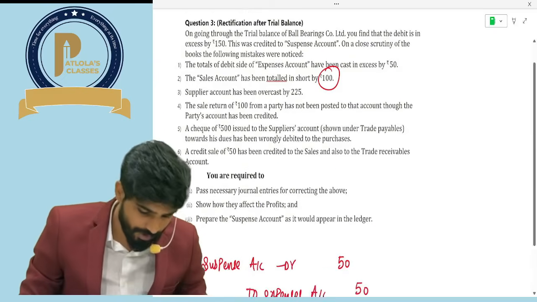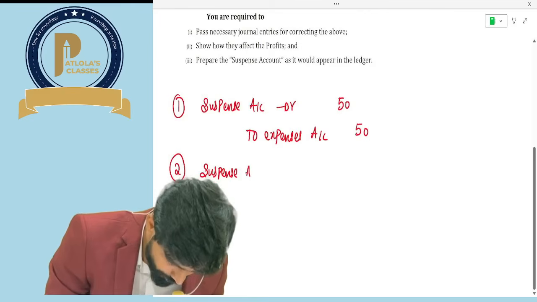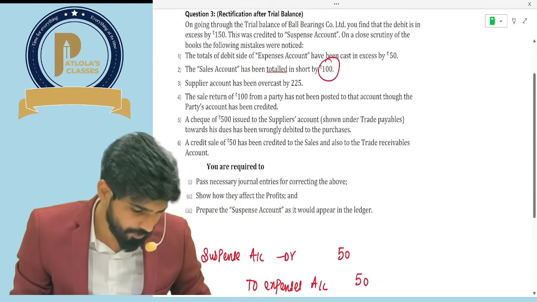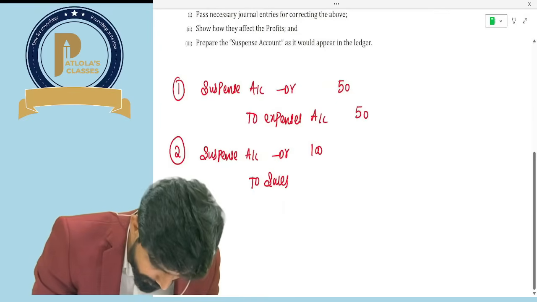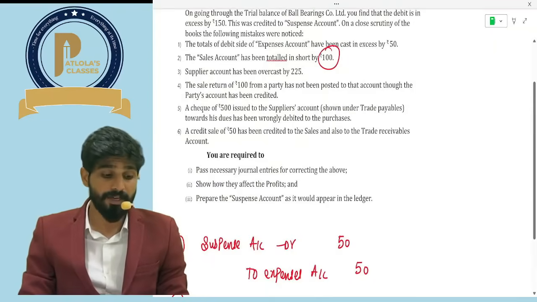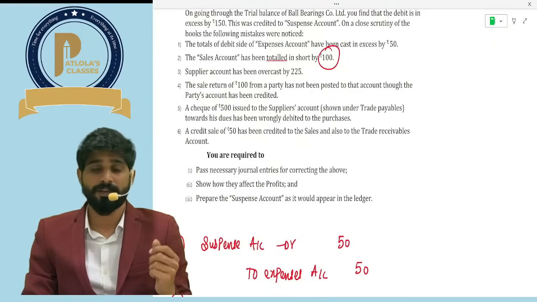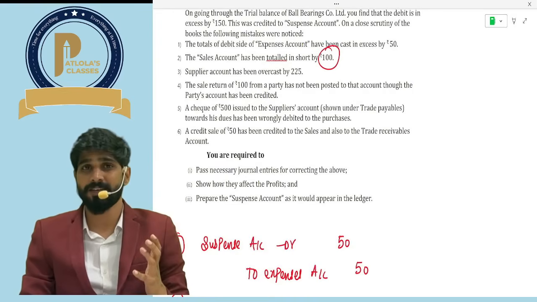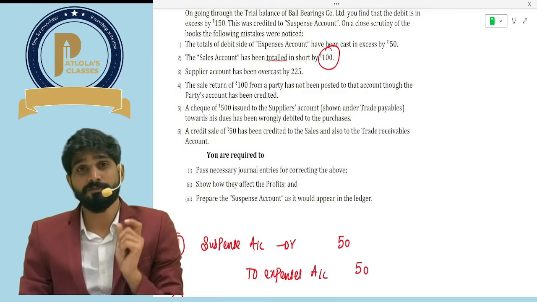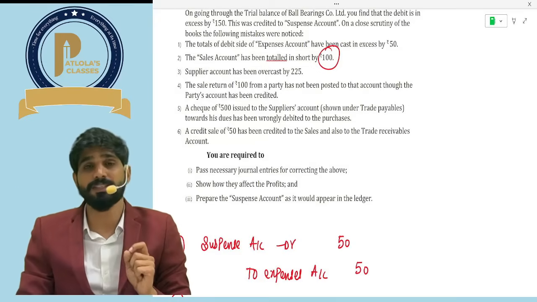So the rectification entry will be suspense account debit to sales. How much is suspense account debit to sales? How much is taken less? 100. Next, coming to the third one, supplier account has been overcast. Supplier in the sense a trade payable. Trade payable will have credit balance. Credit side is taken more, so your trial balance will not tally. Which side amount will be missing is on debit side. Since you have taken credit side more, debit side will be missing.